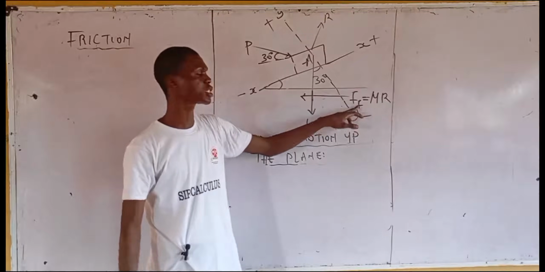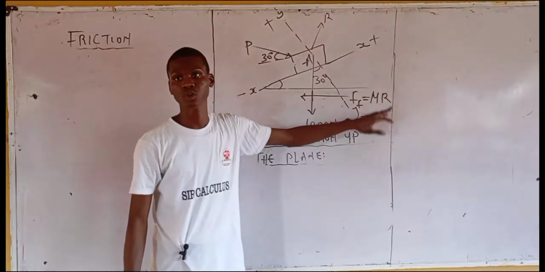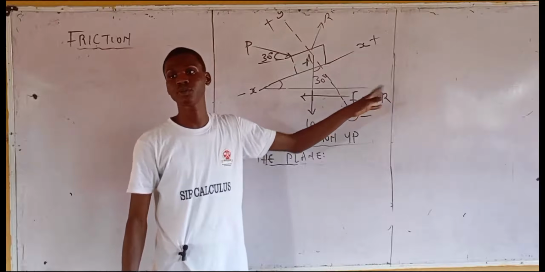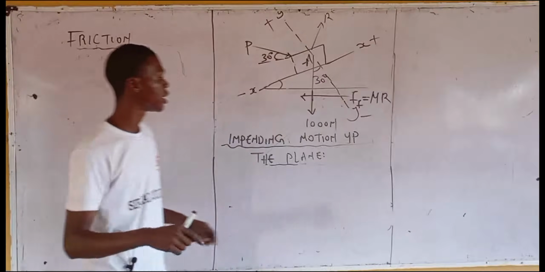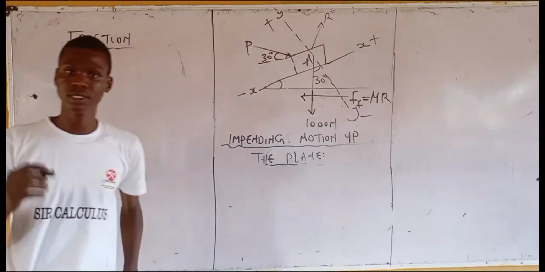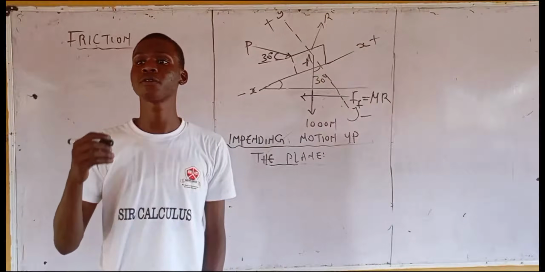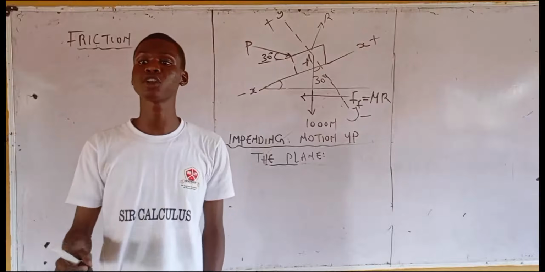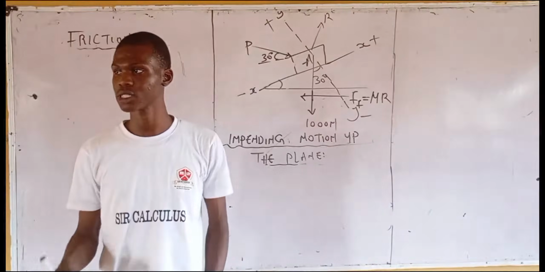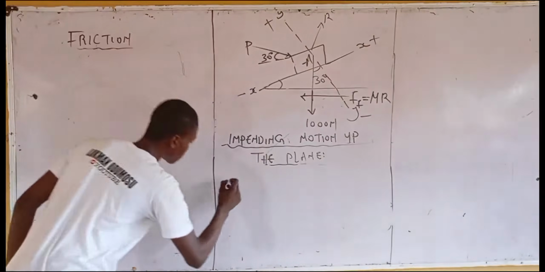So you are saying that your frictional force is equal to mu R. We substituted frictional force being mu R. So that's the idea. Now let's solve. Same thing, nothing is changing. You solve for summation of vertical forces and summation of what? Horizontal forces.